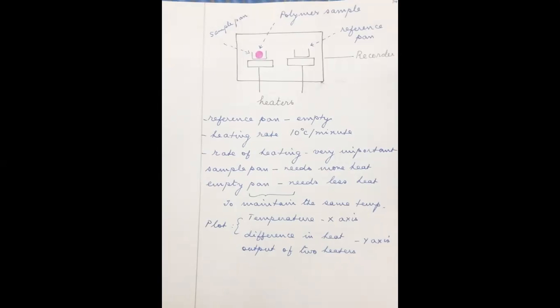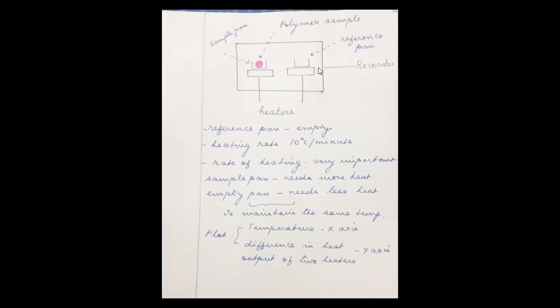The sample pan will need more heat energy to raise its temperature, whereas the empty pan needs less heat energy to raise its temperature. But you are going to maintain the temperature difference at zero. So the rate at which the heating is done is very important.